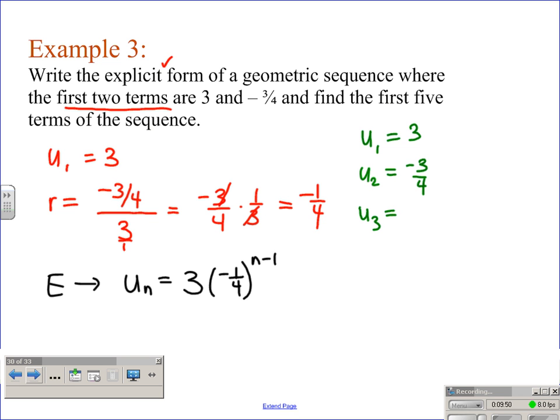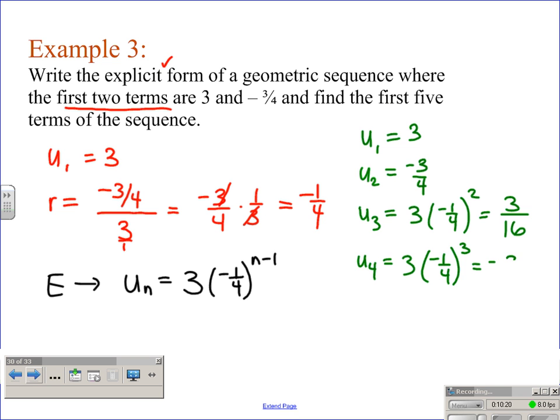The third term, if I'm using my formula, then I can use my formula if I'd like. So it's going to be 3 times -1/4 raised to the n minus 1, and in this case n is 3, so it's to the second power. That's going to simplify to give me 3 over 16. Okay, and then to find the fourth term, it's going to be 3, negative 1/4, raised to the third this time. That's going to simplify to give me negative 3 over 64. You should notice that you have alternating positive and negative signs here also.